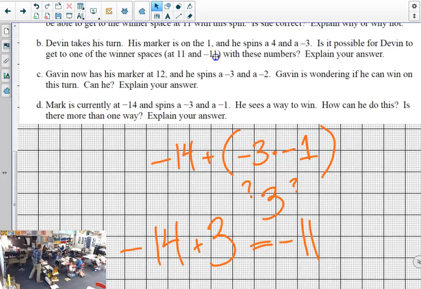But the big thing is you cannot change the direction of the combined number. So this combined value is 3. It's got to go right. When my combined value is negative, it's got to go left on the game board. So we're adding. You add a positive, go right. Add a negative, go left. Cool?